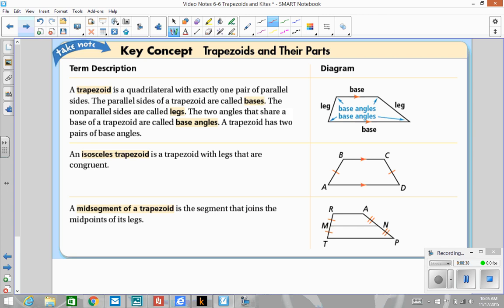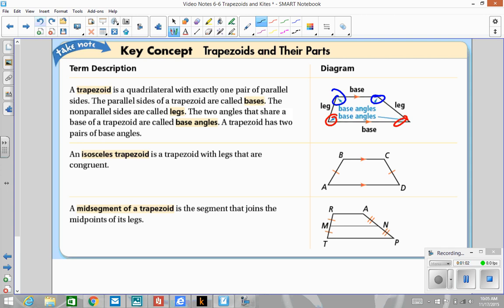Okay, so the legs of the trapezoid are the two sides that are not parallel, and the bases are the sides that are parallel. The base angles are the angles attached, and they come in pairs. So this is a pair of base angles, and this is a different pair of base angles, and so they come in two pairs. They're not base angles going this way. It's going with the angles attached with the bases, okay?